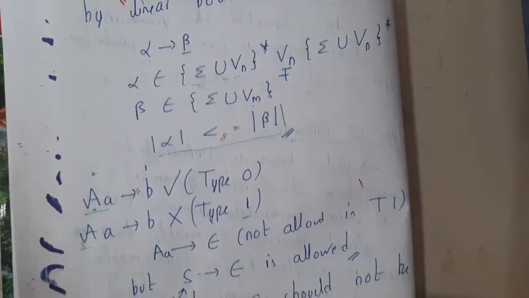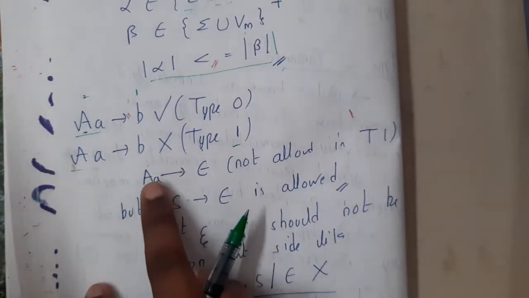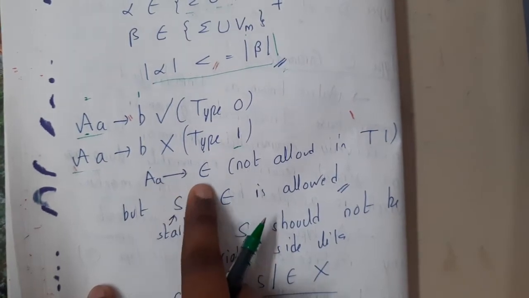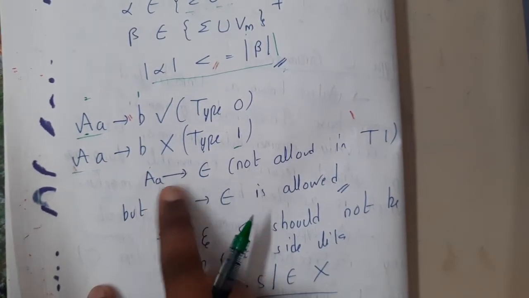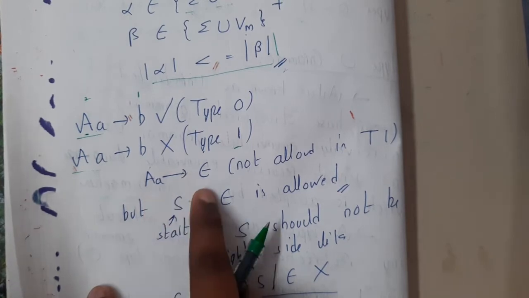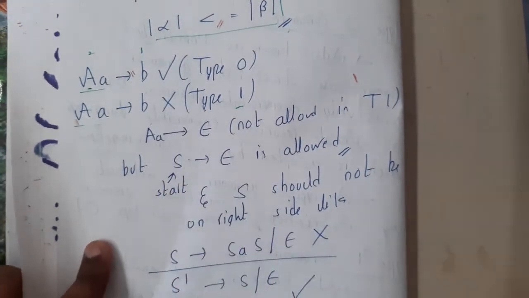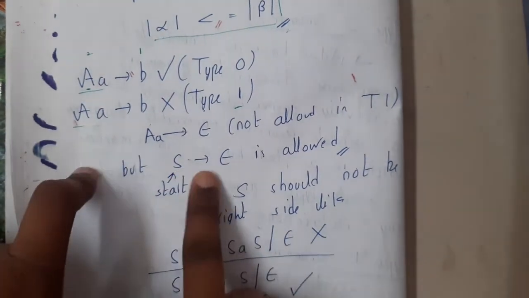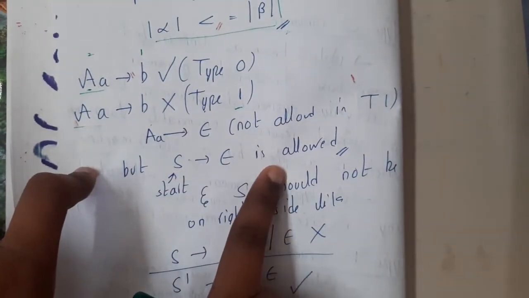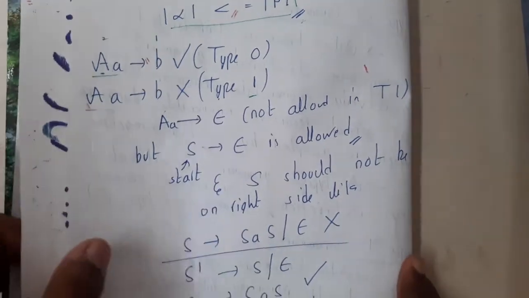And when it comes to capital A small a implies epsilon, this is not allowed, because the left length is 2 and the right length is 0. But if we perform it from the start symbol, start symbol to epsilon is allowed, guys. These are just some rules to be clear. So that is about linear bounded automata.